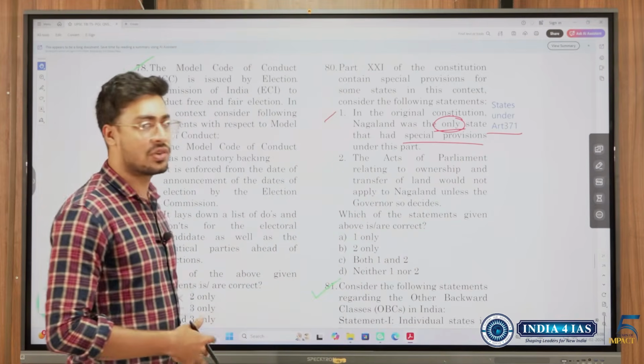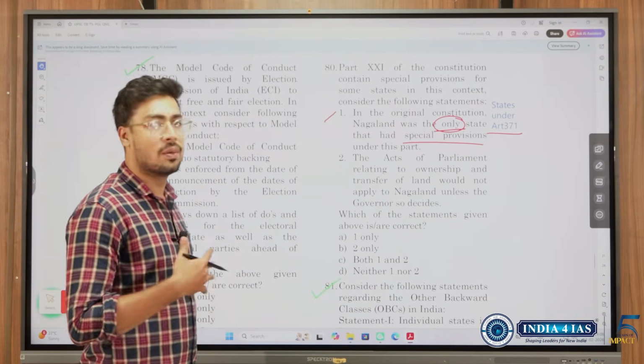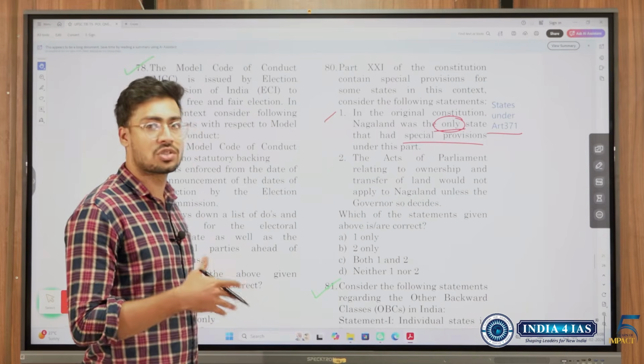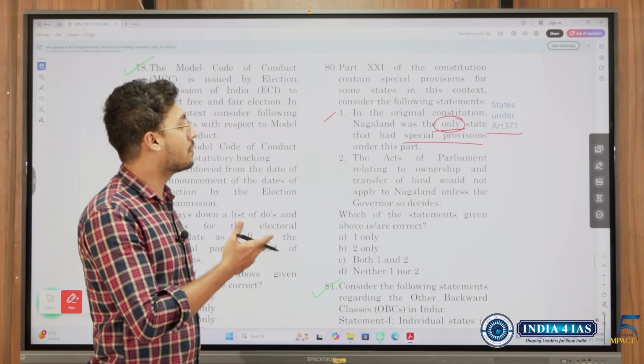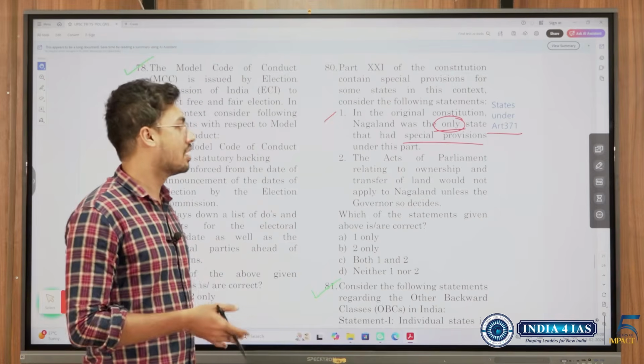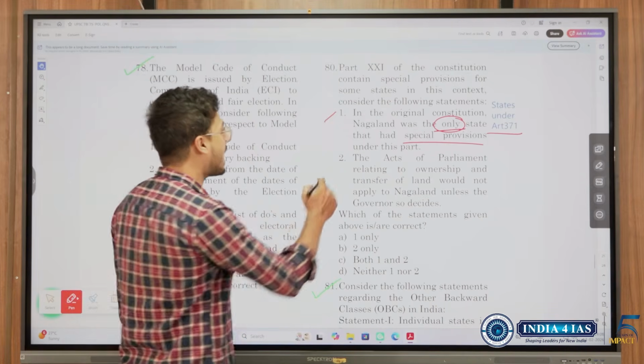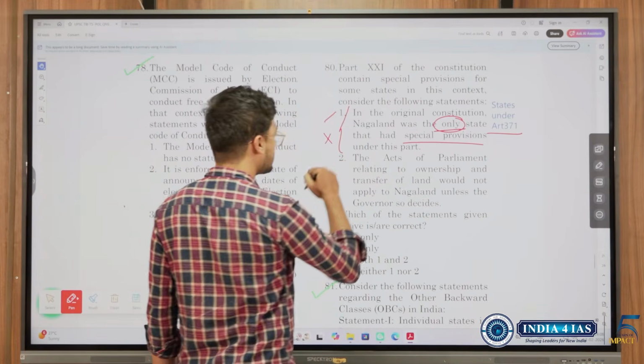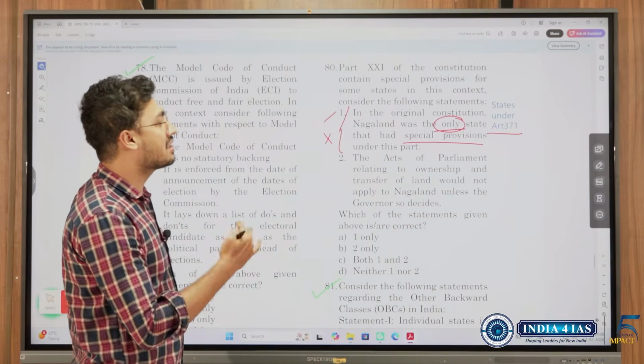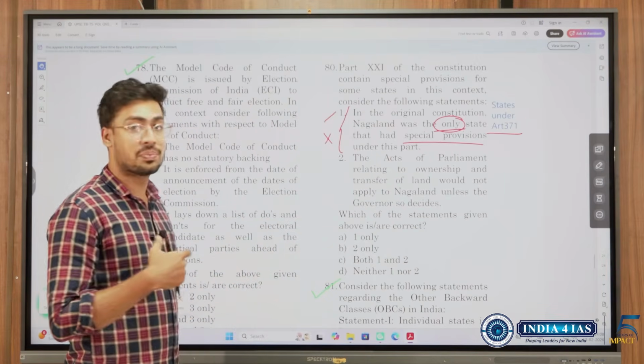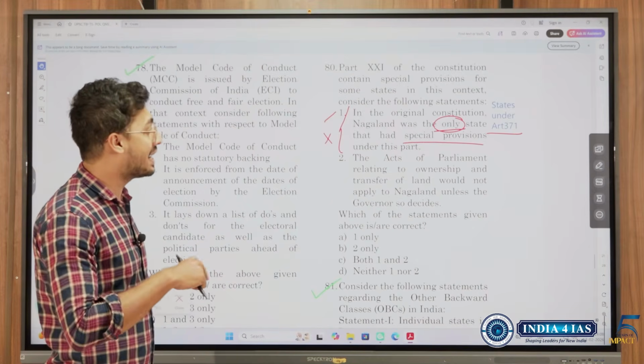If we had to give special provisions, then we would have given them to multiple states, like 4-5 states, because most of the states at that point of time in the original Constitution needed special provisions as they were more backward. So saying only Nagaland is wrong. In fact, this Article 371, which gives special provisions to certain states, was added later.